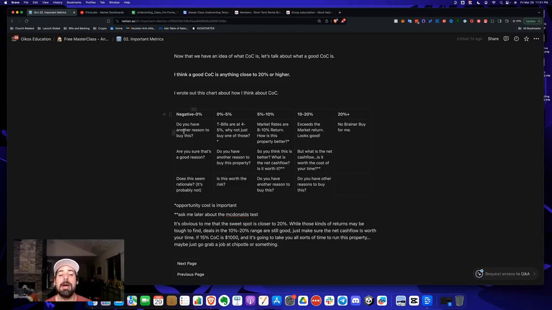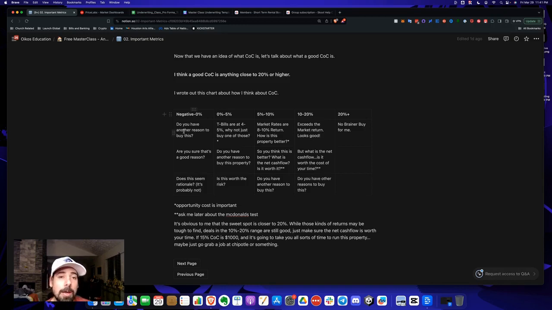But let's go to 0 to 5%. Let's say you find a property and it's producing 5% cash on cash. Well, now we've got some thinking to do. If you think about it, treasury bills with the U.S. government are right now like 4 to 5%. Why would you not just buy one of those? If you're going to get a 5% cash on cash return, why not take that $100,000 you're going to invest and throw it into a treasury bill, knowing that it's guaranteed money over the next 6 months to a year?